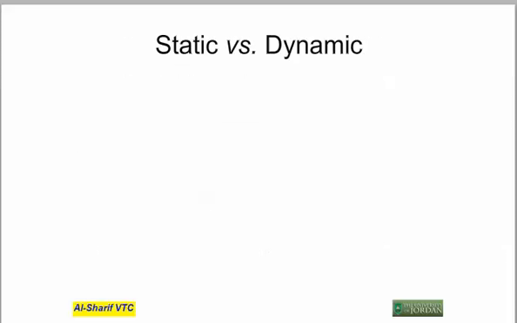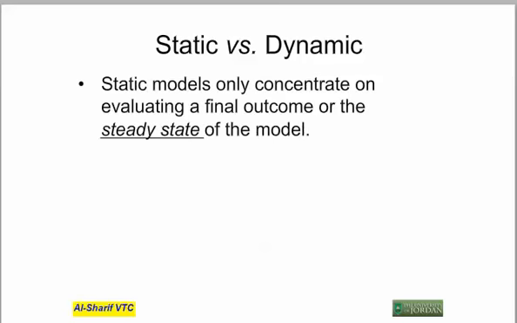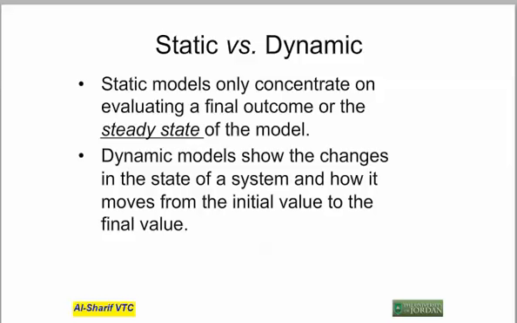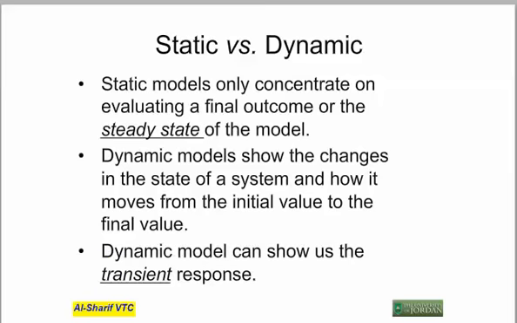The second criterion by which we distinguish models is static versus dynamic. When we look at a static model, we're only concentrating on the steady state. We are waiting until the system gets to a steady state, and we're just evaluating that final outcome. However, when we look at a dynamic model of a system, we are interested in the changes. We are interested in how the system is changing from one state to another. It's more difficult to evaluate the dynamics of systems, but in many cases we are interested in the dynamic changes that happen within the system. Basically, we would say we are interested in a transient response rather than just a steady state.